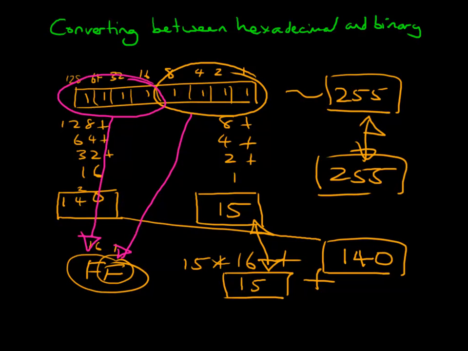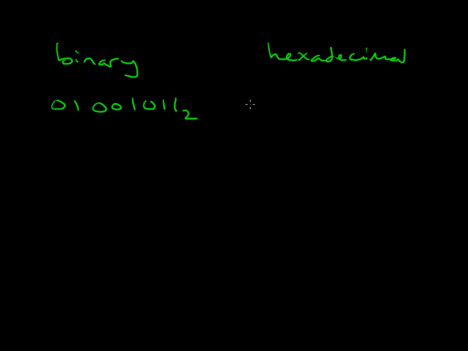And let's have a look at how we do it, because it's got to be one of the easiest things you can do. So let's take a binary number, 01001011, and we want to convert that to its hexadecimal equivalent. So what is this number in hexadecimal? Well, the first thing we want to do is split it up into 2 nibbles. So there's our first nibble, and that will be our second nibble.